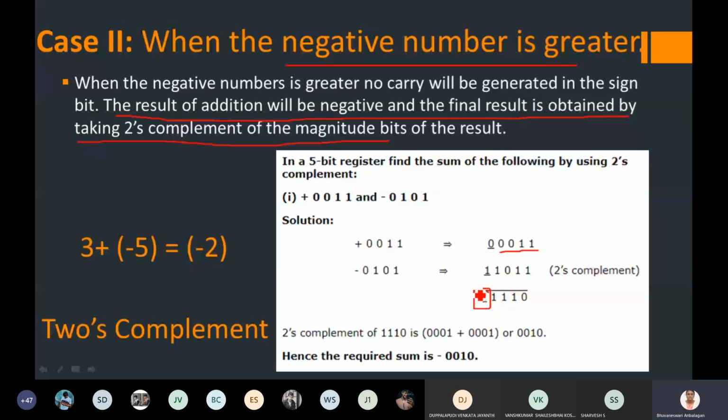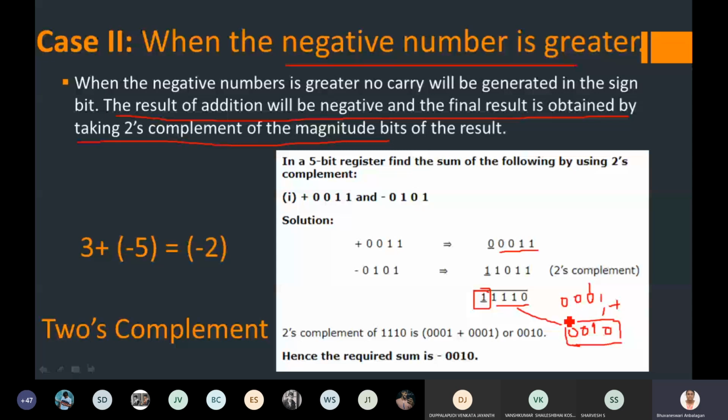So what you are going to do is take the 2's complement of the result value. What is the 2's complement of the value? 0, 0, 0, 1. This is 1's complement plus 1. If you do that, then it will become 0, 1, 1, 0, 0. So this is the 2's complement of the result. Am I right? Yes. So this is going to be the actual result.